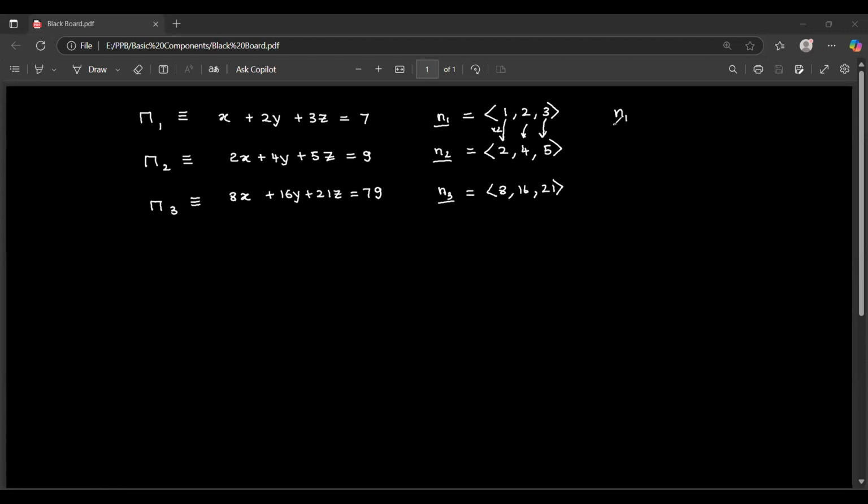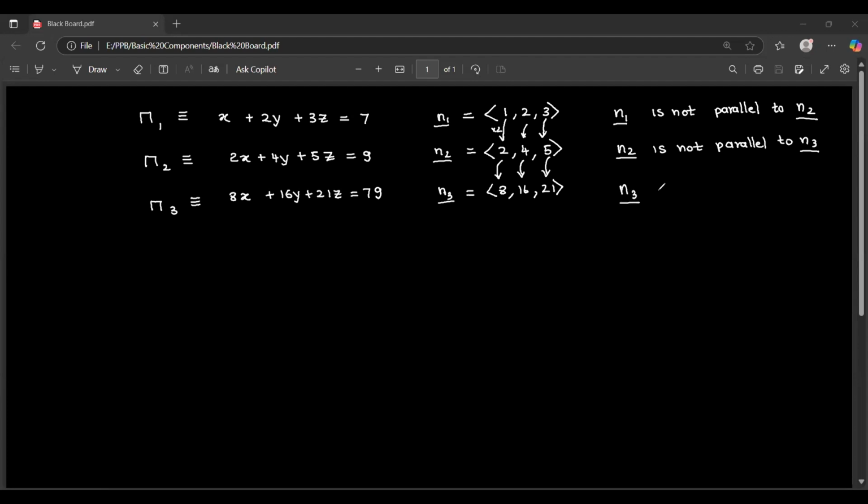So n1 is not parallel to n2. Okay, they are not parallel to each other. Similarly, you can say n2 is not parallel to n3. How can I say that? Well, multiply and see. Okay, we can multiply and see. So we are multiplying by 4 here. If I multiply by 4, I get this. But if I multiply by 4, I get 20, but I need 21. Okay, so that's not possible.